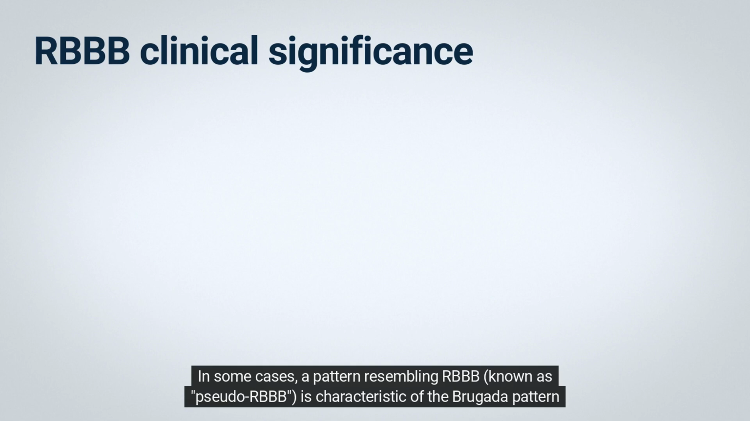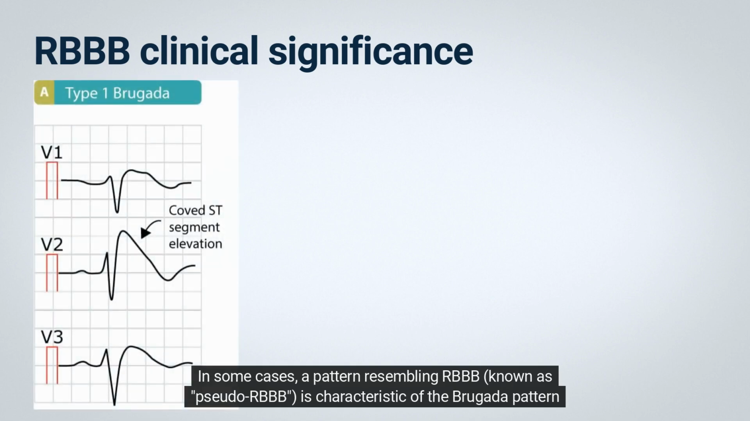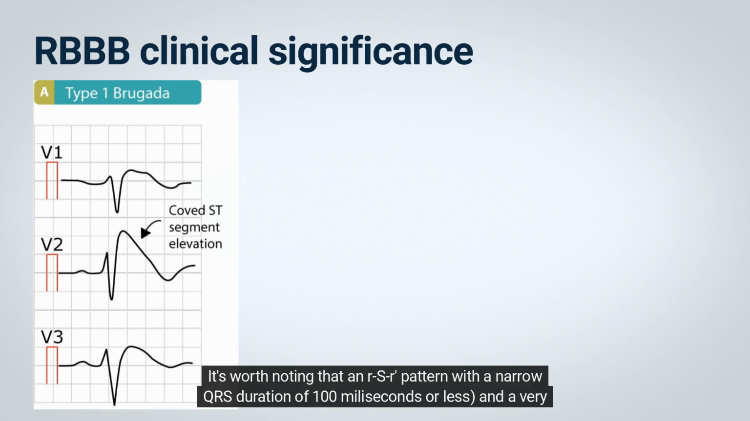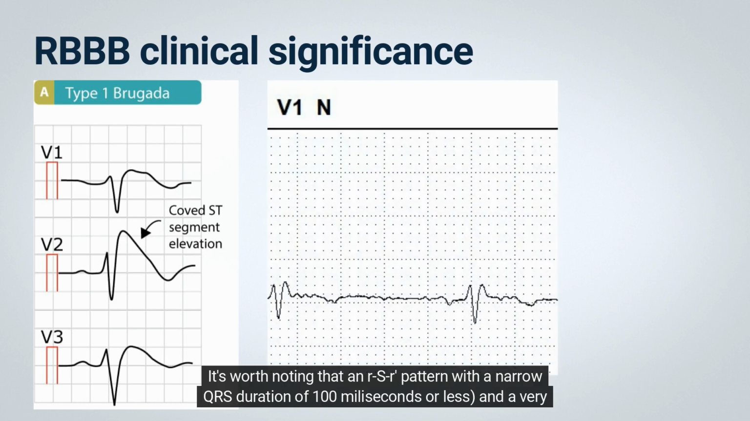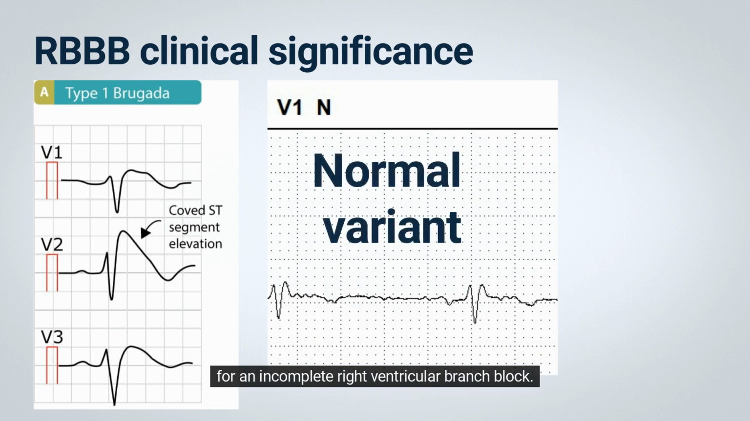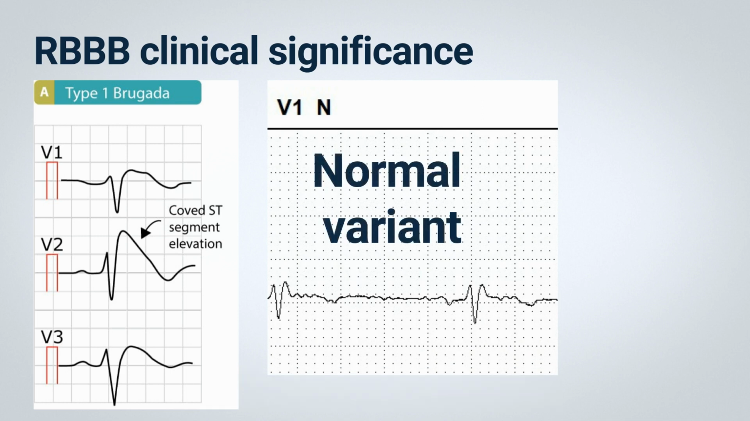In some cases, a pattern resembling RBBB, known as pseudo-RBBB, is characteristic of the Brugada pattern and may be associated with an increased risk of ventricular tachyarrhythmias. It's worth noting that an RSR pattern with a narrow QRS duration of 100 milliseconds or less and a very small, up to 2 mm terminal R wave in V1 and V2, is a common normal variant, and should not be mistaken for an incomplete right bundle branch block.